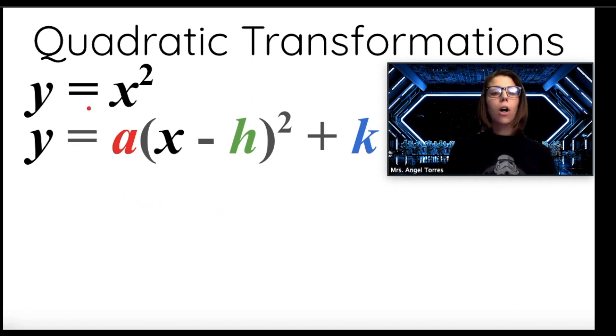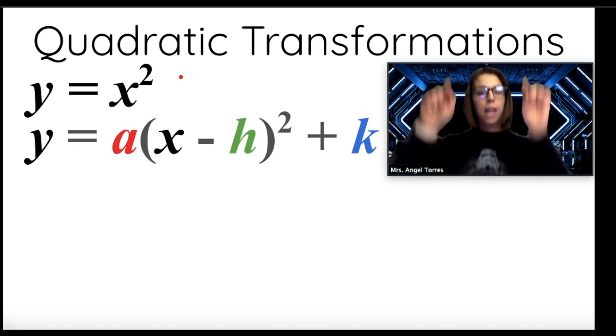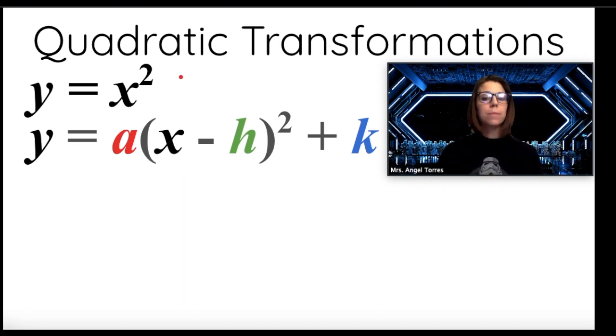So as we recall, the parent function of a quadratic is y equals x squared. When we graph a quadratic, the solutions form a parabola because squaring produces the same output for two different inputs. So what we're doing here is taking this basic function and applying three possible changes to it.